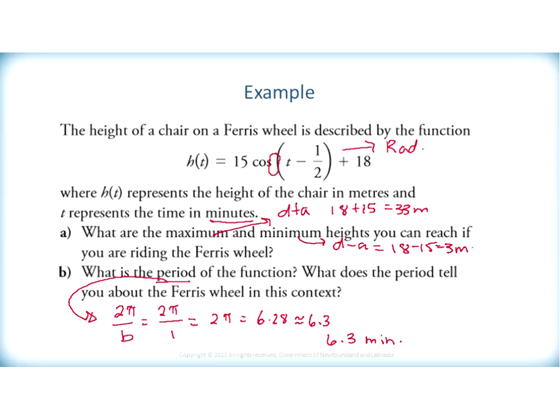What does the period tell you about the Ferris wheel in this context? It tells us that it takes 6.3 minutes to do a complete revolution of the Ferris wheel, to go in one complete cycle of the Ferris wheel.